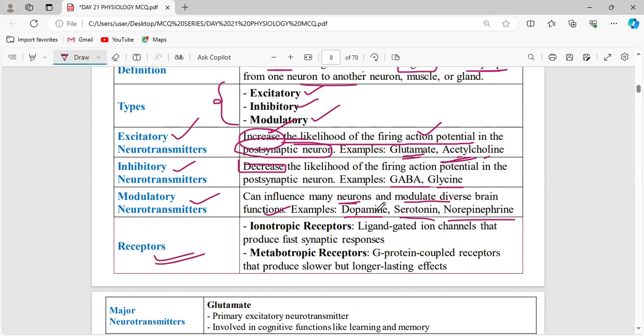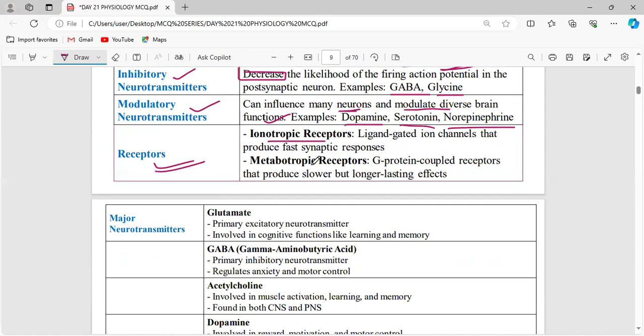And what are the receptors? We have the ionotropic receptor and the metabotropic receptor. See, the most important thing when it comes to the receptor: what are the channels we call the ionotropic receptor? That is a ligand gated ion channel. In this particular receptor, the ligand here refers to ions, hormones.